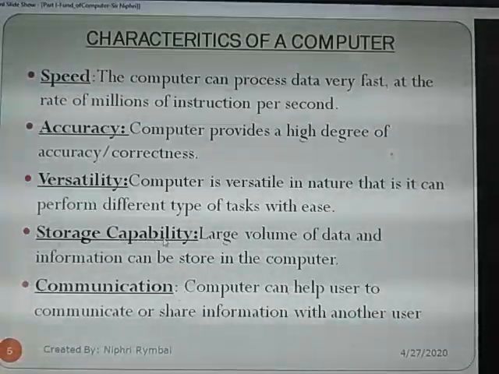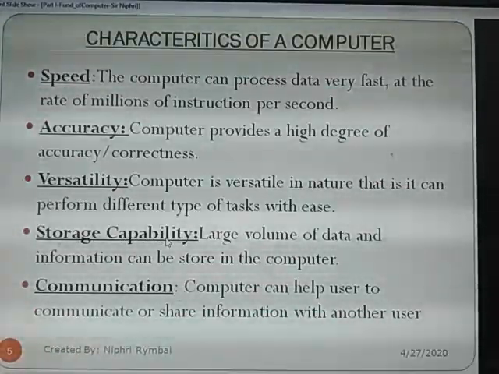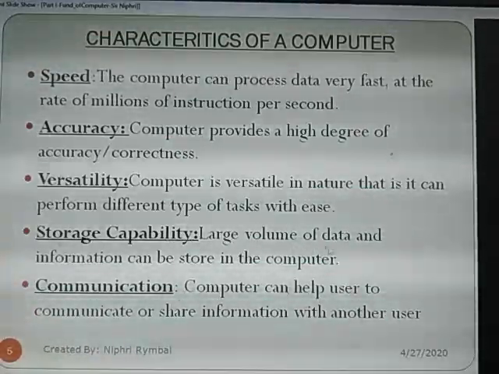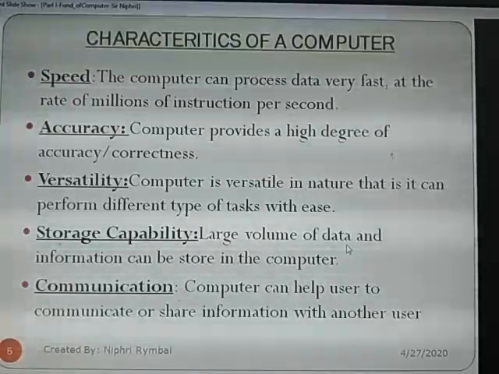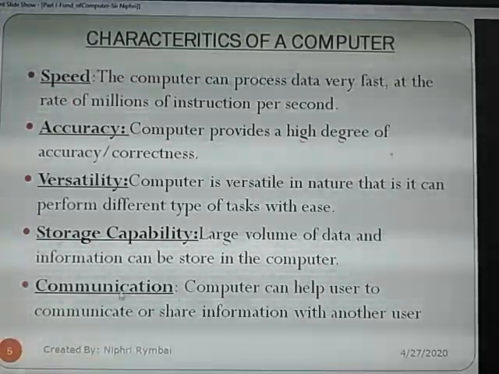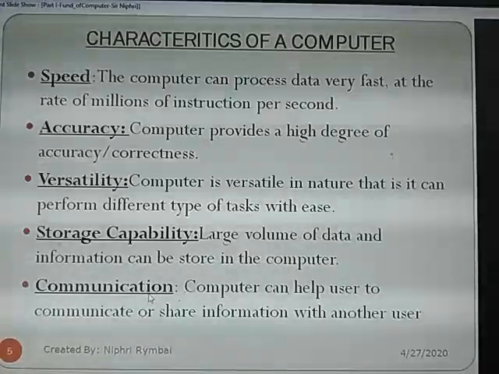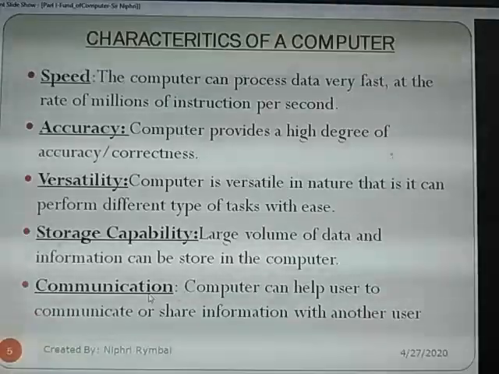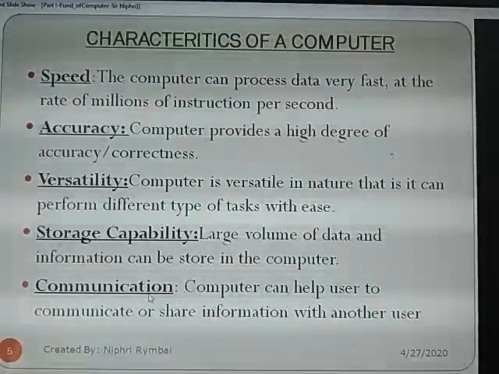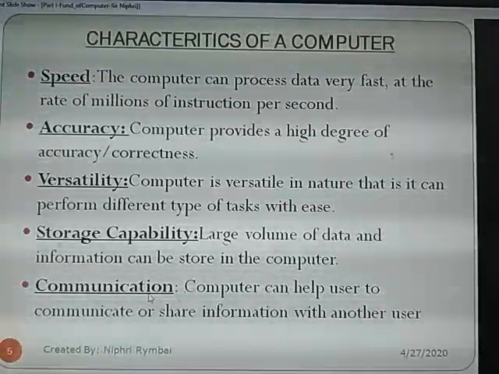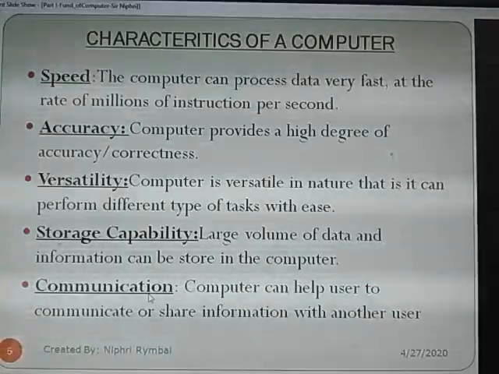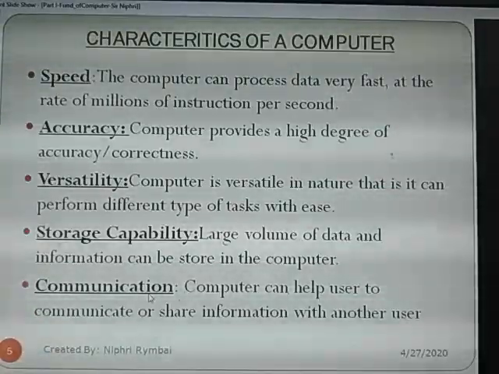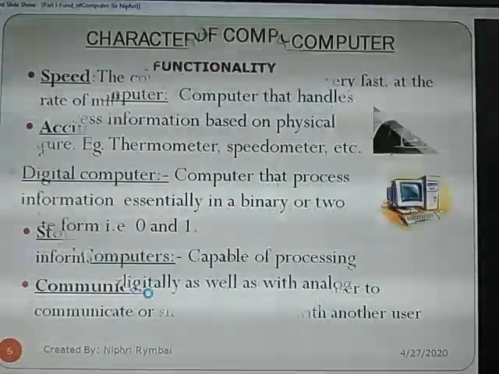Next is storage capability. This is the characteristic which the computer has, which helps it to store a large amount of data and information. Then next is communication capability. This characteristic of the computer helps it to transfer information from one computer to another computer, or the user can use the computer to exchange information among themselves.